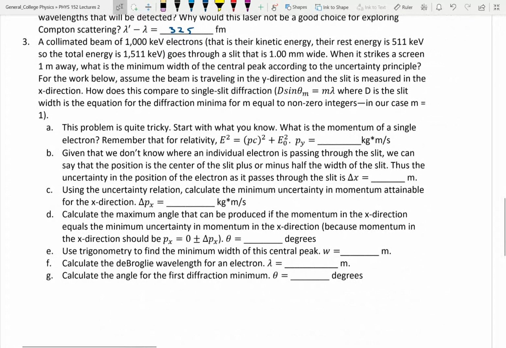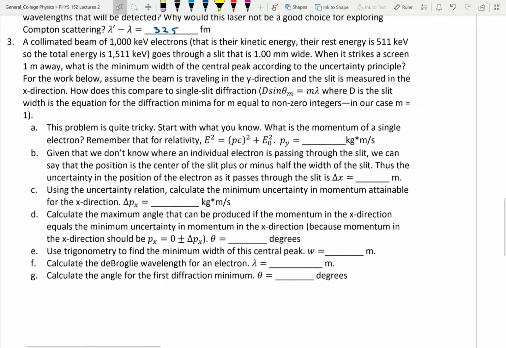Now we do have a synthesis problem here, and of course this has more than one piece, more than you have in a synthesis problem. A collimated beam of 1,000 kiloelectron volt electrons, that is their kinetic energy. Their rest energy is 511 kiloelectron volts, so the total energy is 1511 kiloelectron volts. Notice its kinetic energy is very large. It's significant compared to its rest energy. In fact, it's bigger than its rest energy. So this is absolutely relativistic. You have to use relativity calculations when you're dealing with this.